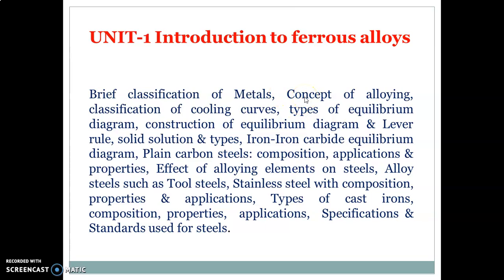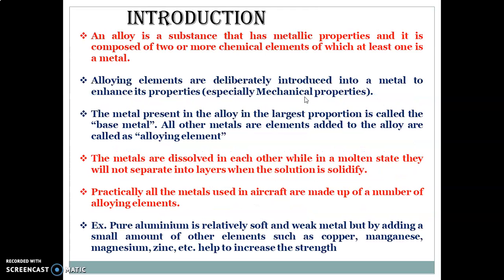Coming to the concept of alloying, let us start with this lecture. An alloy is a substance that has metallic properties and is composed of two or more chemical elements, of which at least one is a metal. So an alloy has a broad definition: two or more chemical elements of which at least one is a metal.